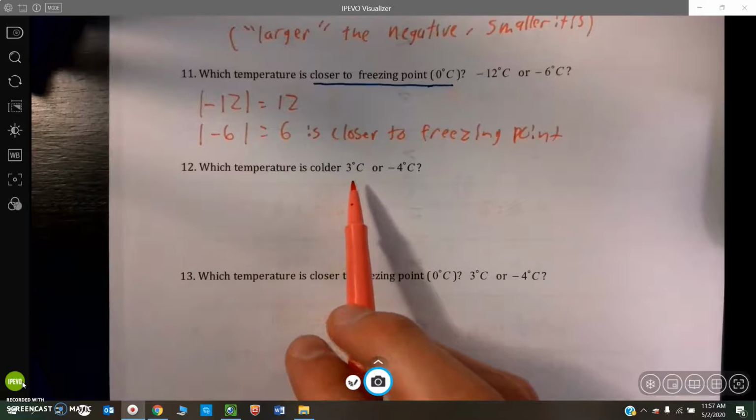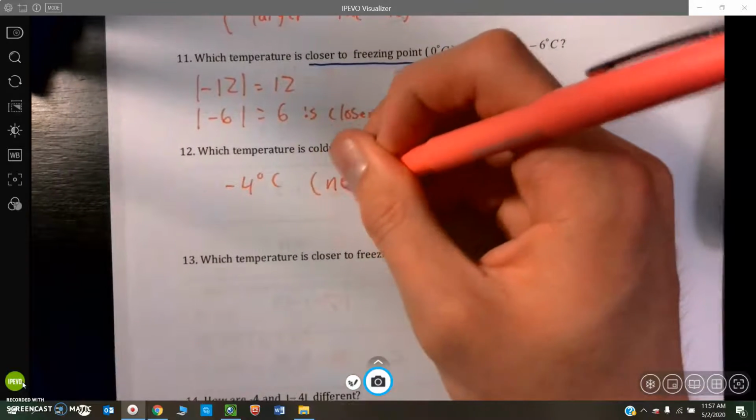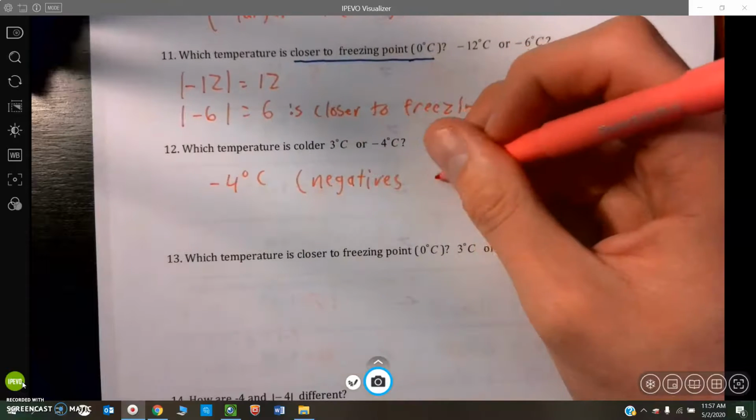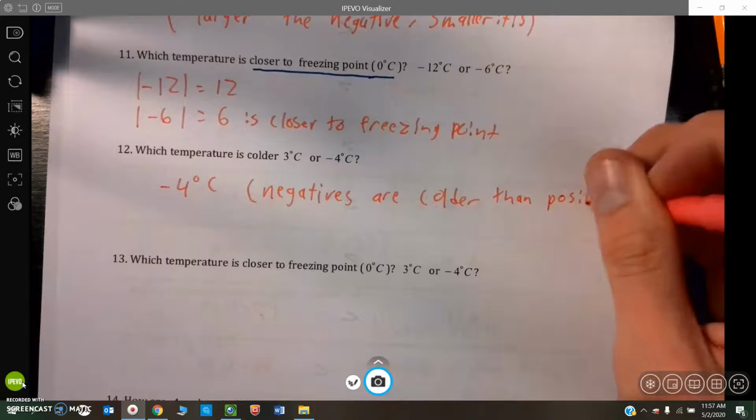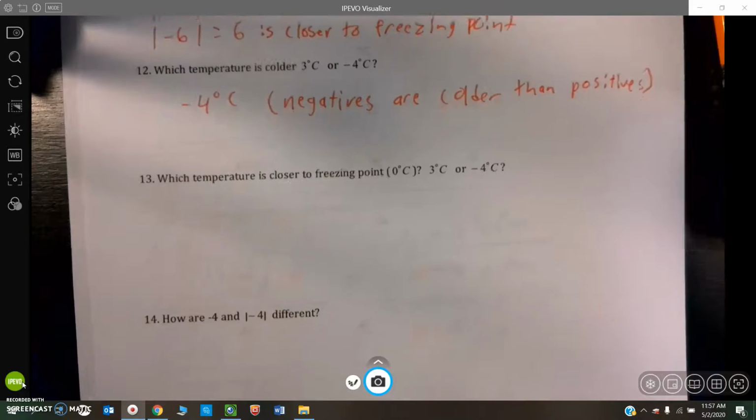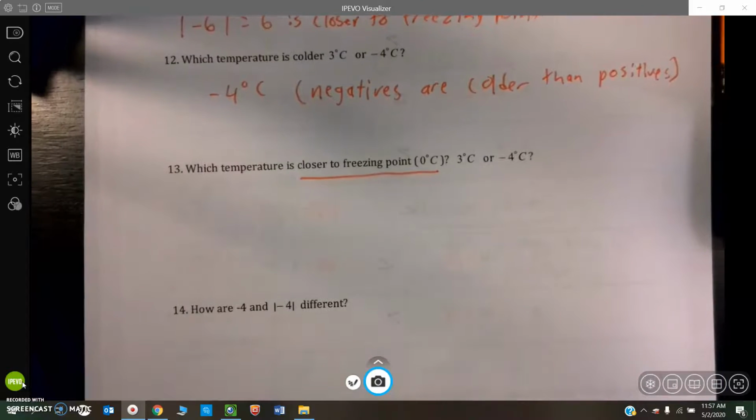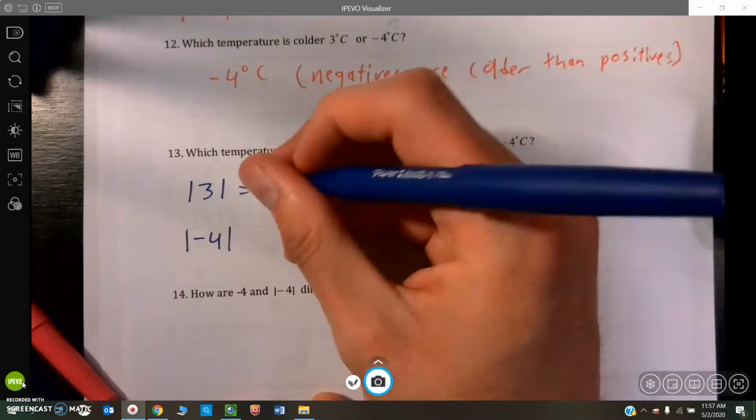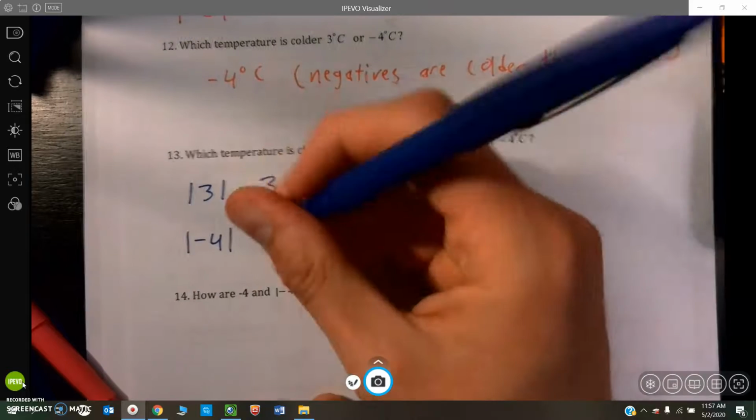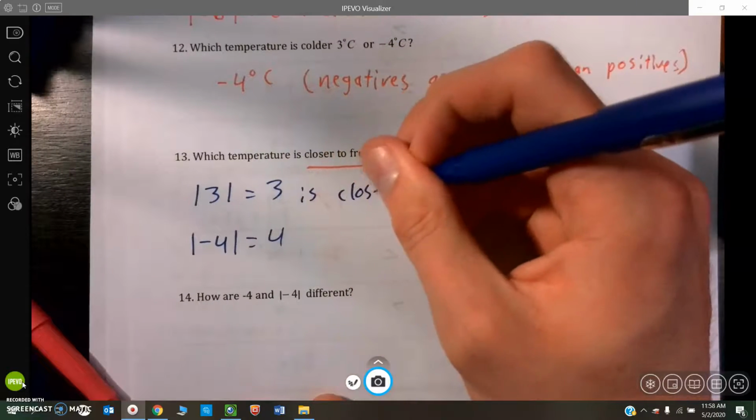Which temperature is colder, 3 degrees Celsius or -4 degrees Celsius? -4 degrees Celsius. So just like how we normally say negatives are less than positives, negatives are colder than positives. We're talking about temperature here. And now, which temperature is closer to freezing point? So once again, now we're talking about closer to freezing point, so distance from 0. Distance from 0 means absolute value. So the absolute value of 3 and the absolute value of -4. 3 is 3 spaces from freezing point, and -4 is 4 spaces from freezing point. So 3 is closer to freezing point.